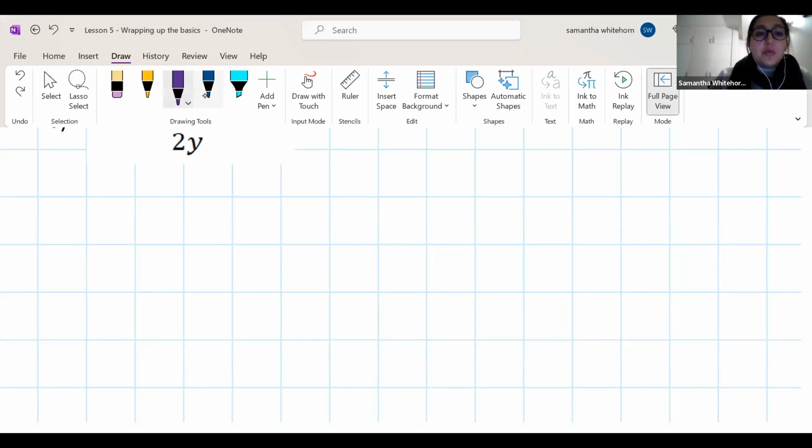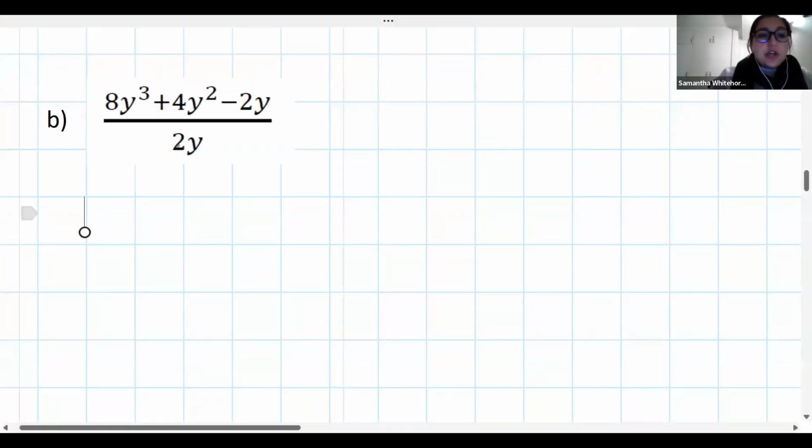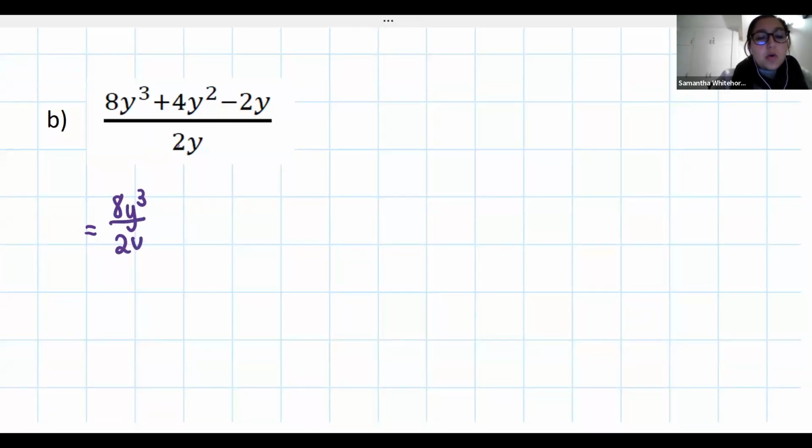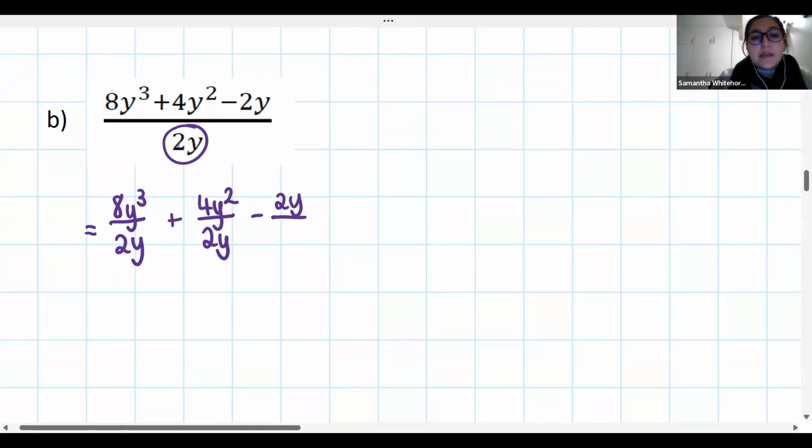So this is also a form of distribution, but it's distribution with fractions. So we know that if we've got no like terms that we can add or subtract, what we want to do is we want to separate our fractions. Because they're all over the same denominator of 2y, we could separate them and write them as 3 separate fractions, each one with a denominator of 2y. And what that now means is that I have got 3 terms that I can now go and simplify.